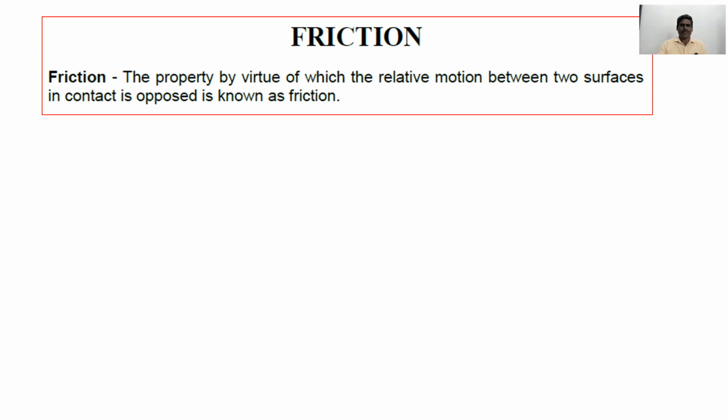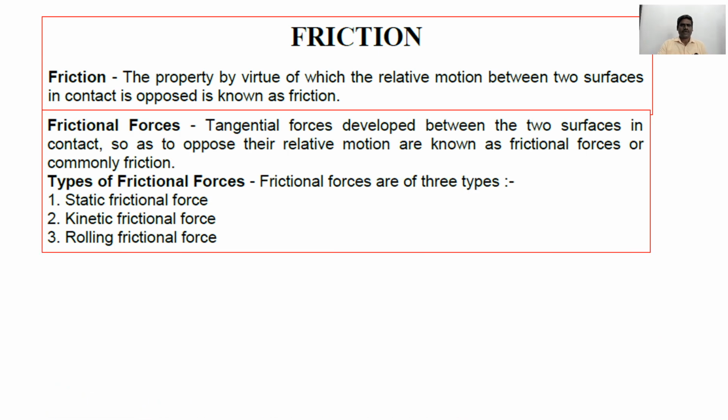Friction: the property by virtue of which the relative motion between two surfaces in contact is opposed is known as friction. What is friction? Friction is one type of force. Frictional force is the tangential force developed between two surfaces in contact so as to oppose the relative motion, and is commonly known as friction.